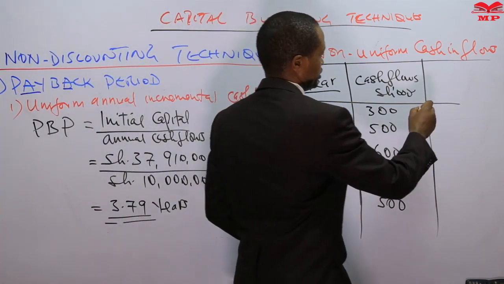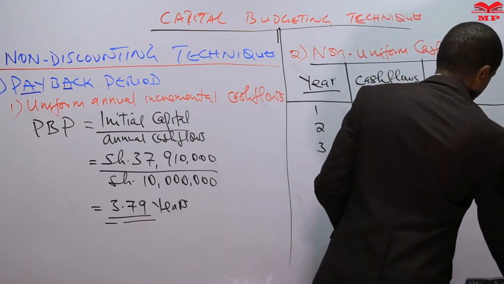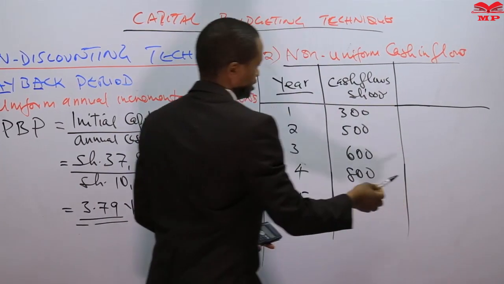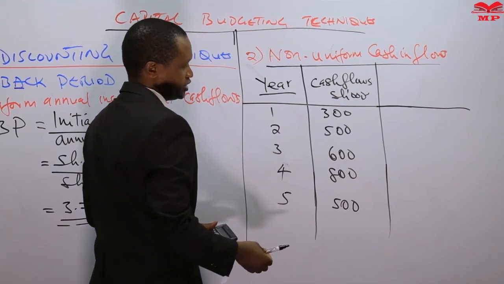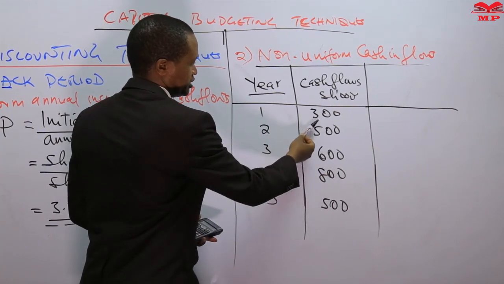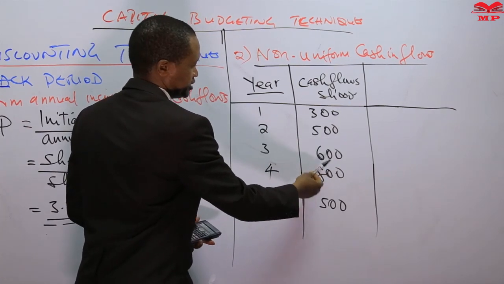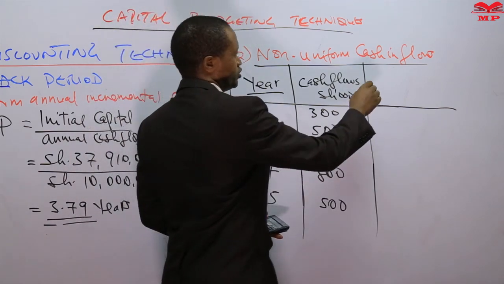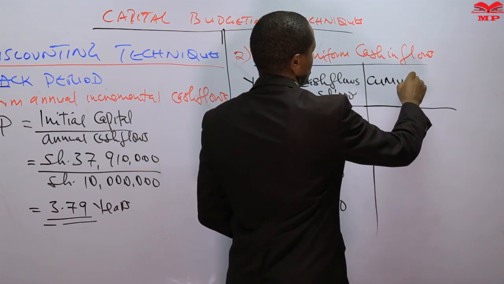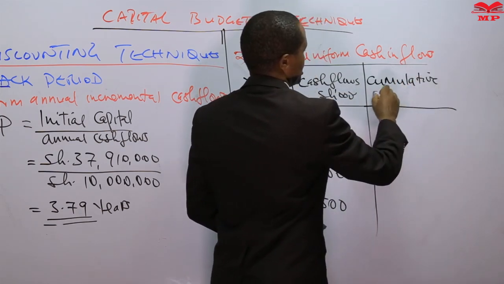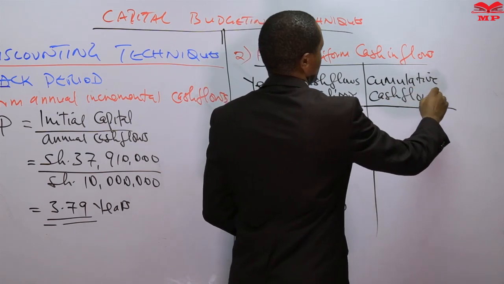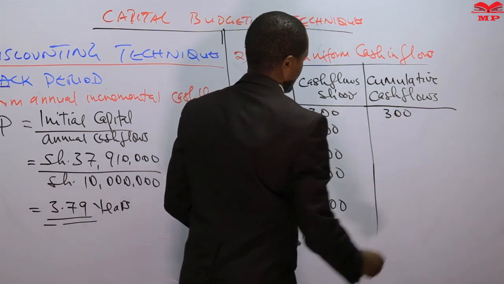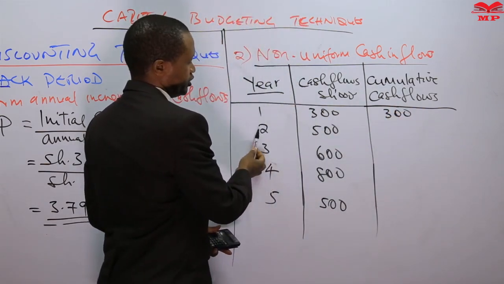When you are computing payback period for non-uniform cash inflows, and you can see these cash flows are not uniform, they are different, year 1 is different from year 5, you need to do what we call cumulative cash flows. So at the end of year 1, we'll have 300,000. At the end of year 2, we cumulate.